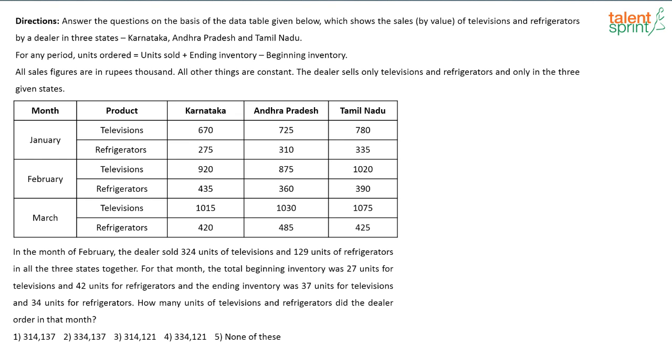In the month of February, the dealer sold 324 units of television and 129 units of refrigerators in all the three states together. For that month, the total beginning inventory was 27 units for the television and 42 units for the refrigerators, and ending inventory was 37 units for television and 34 units for the refrigerators. How many units of televisions and refrigerators did the dealer order in that month?